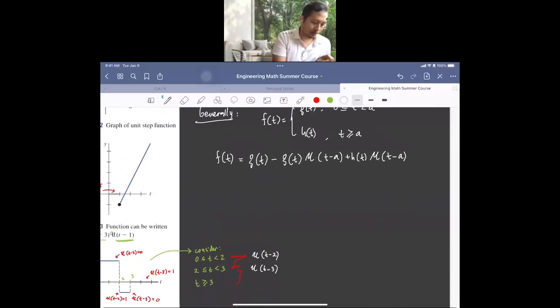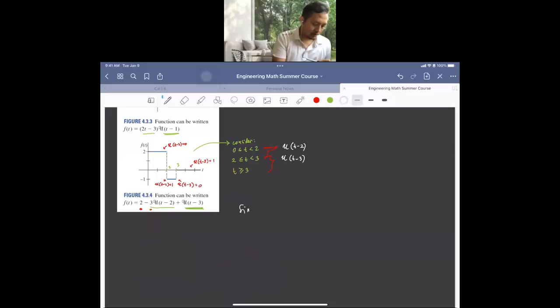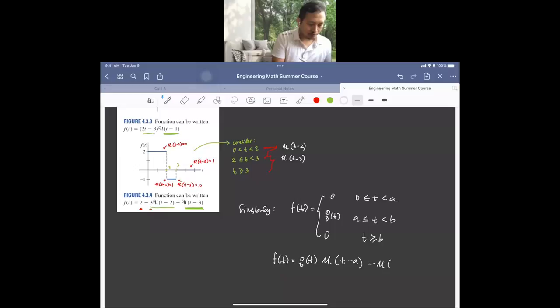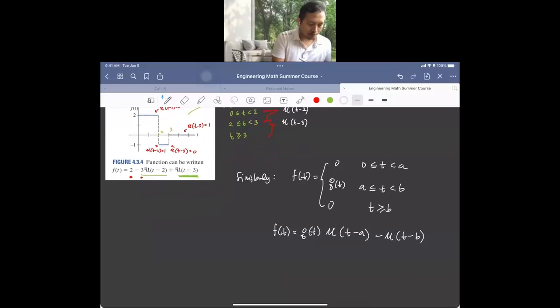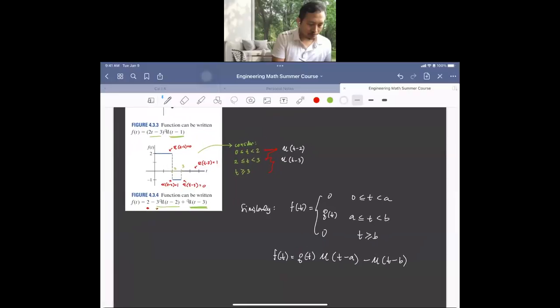And then similarly, if we have more than 2 possibilities, let's say 0, we can also write it with Heaviside t minus a and t minus b, to make sure that we can have more variations and we can at least write the piecewise functions as a Heaviside.